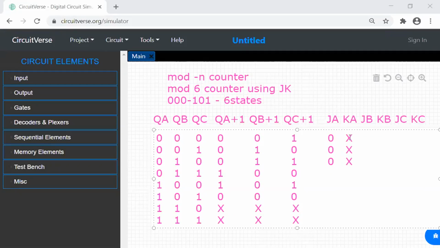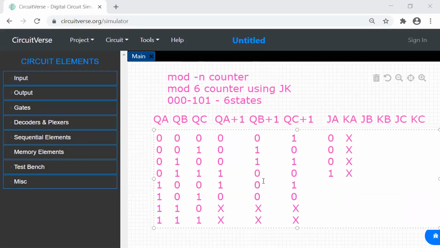What is the fourth combination? Now the fourth combination according to the truth table is 0 and 1. Since it is 0 and 1, what is the excitation table value? If Qn is 0 and Qn plus 1 is equal to 1, according to the excitation table, the J and K value will be 1 and X.